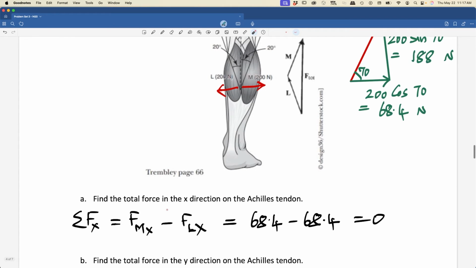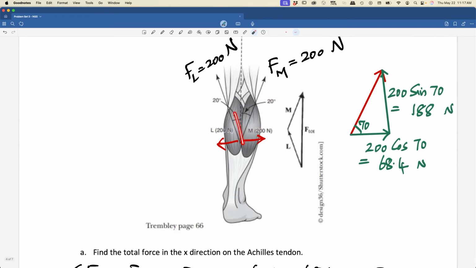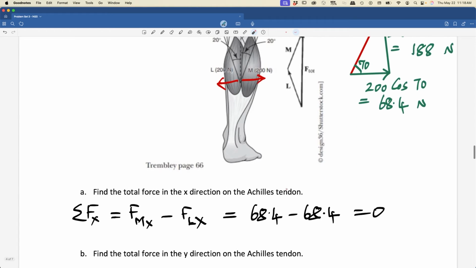And since you're asked to find the total force in the x direction, remember that you would do the same thing here. So you would resolve this into its x and y. And if you take a careful look at that, you see that the two x components are exactly equal and opposite. So both of them will be 68.4, but one is positive, the other is negative. That's why the total comes out to be 0. So there is no net force or total force in the x direction.